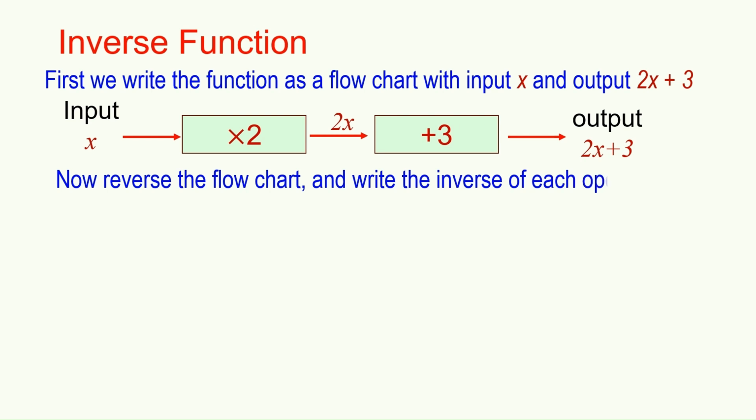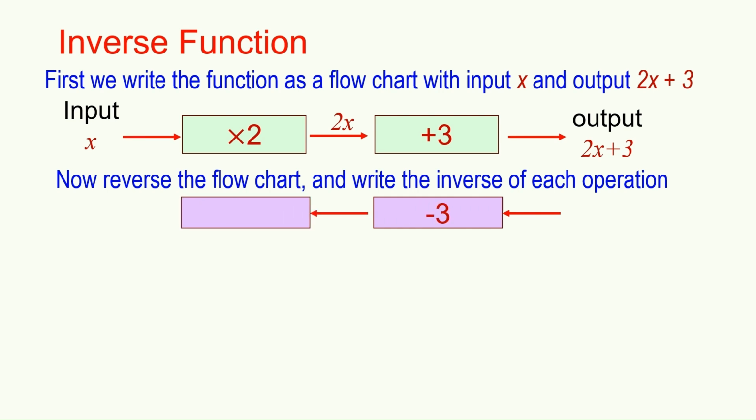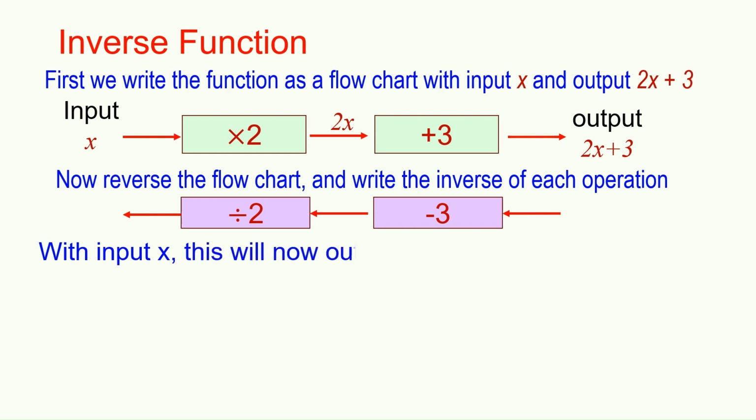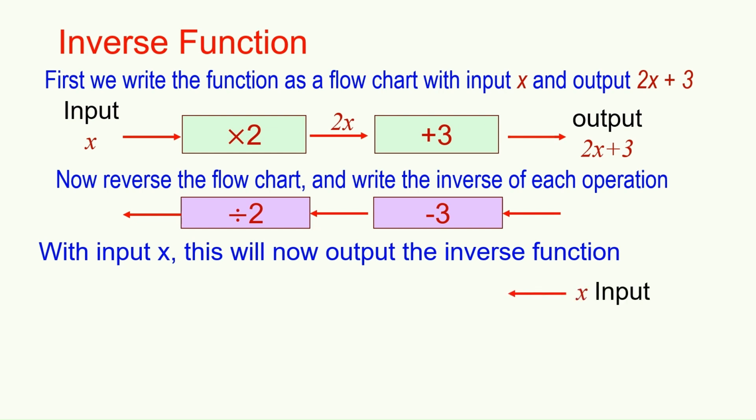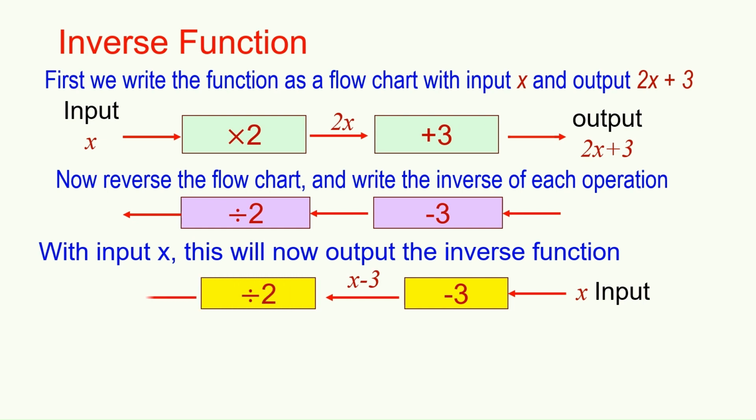Now reverse the flow chart and write the inverse of each operation. So plus 3 turns to minus 3, and multiplied by 2 becomes divided by 2, with input x. This will now output x minus 3. In the next operation it will be whole divided by 2, leading to x minus 3 whole divided by 2.